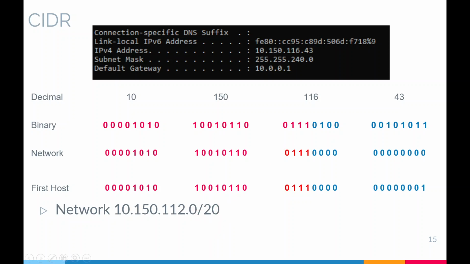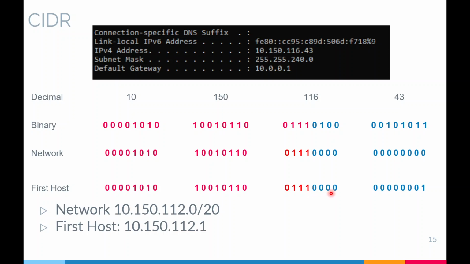The first host, if you want to calculate the first host, keep the network binary conversion the same as is. It's just that you add a binary 1 at the last bit of the fourth octet. So this calculates to 10.150.112.1 in decimal.